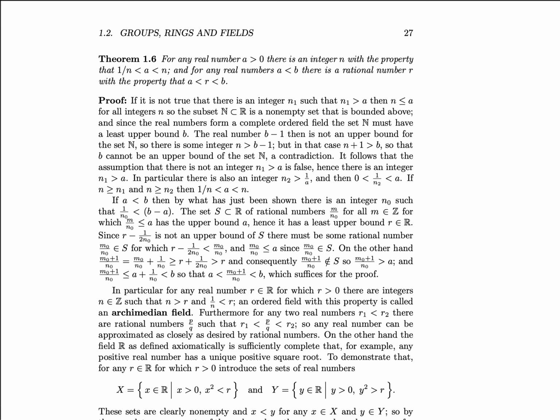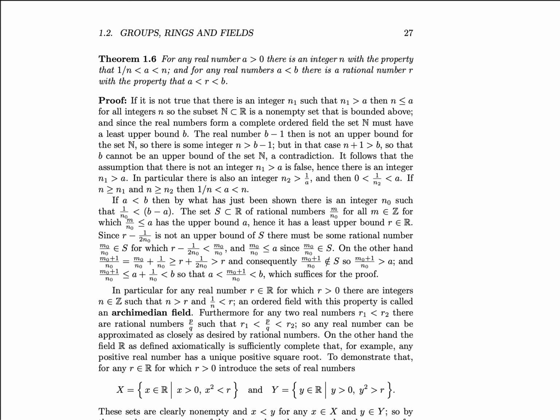So m naught plus 1 over n naught is bigger than a, which was our real number to start with. And we have that m naught plus 1 over n naught is less than or equal to a plus 1 over n naught, which is less than b. So we have that a is less than m naught plus 1 over n naught, which is less than b, which suffices to prove that there is a rational number between any two real numbers.